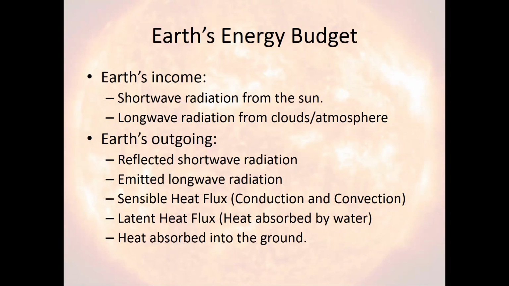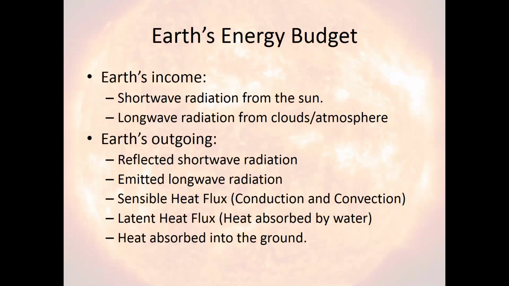There's a few other things that the Earth does with the heat that it receives, though. Some of it is released into the atmosphere via conduction and convection. Another chunk of it is either absorbed or released by water as it's changing phases. That's called latent heat flux. Again, we're going to talk about this latent heat next week when we talk about moisture. And then finally, some heat is absorbed into the ground. That's called ground flux.